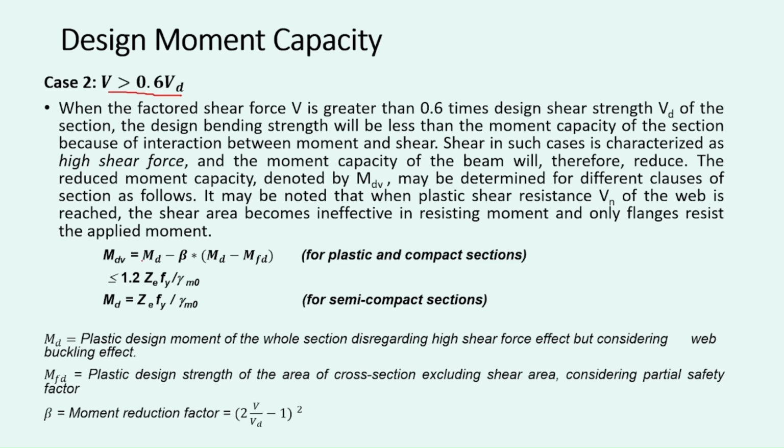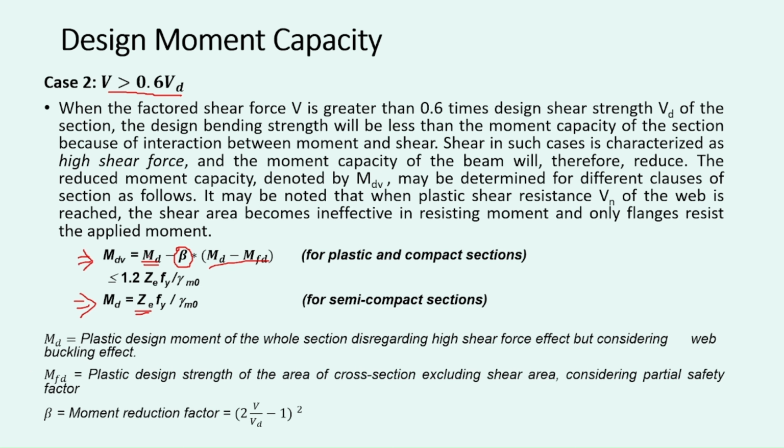So whatever the bending moment that we are getting, let's say Md is the bending moment that we get from the formula, we need to reduce it by a factor of β times (Md minus Mfd). This is the formula given in the code for the plastic and compact section. Again, this should be limited to 1.2 Ze fy by γmo. And for the semi-compact sections, it is governed by the elastic section modulus, that is Ze times fy by γmo. What is Md? Md is nothing but the plastic design moment of the whole section, disregarding the high shear force effect.